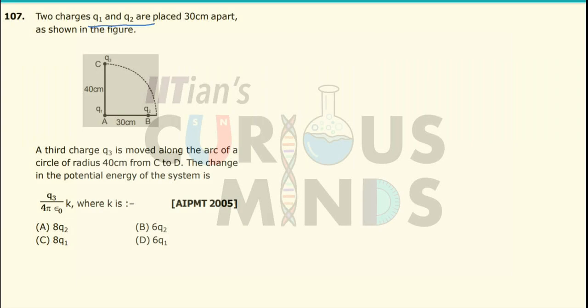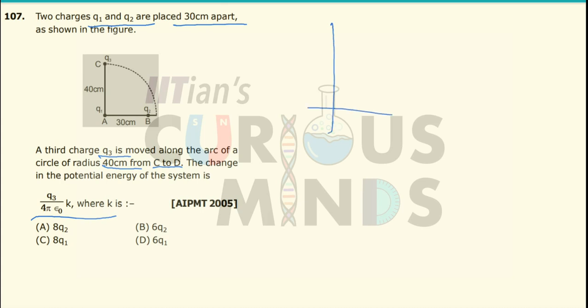Two charges Q1 and Q2 are placed 30 cm apart as shown in the figure. A third charge Q3 is moved along the arc of a circle of radius 40 cm from C to D. The change in the potential energy of the system is this, where K will be equal to.